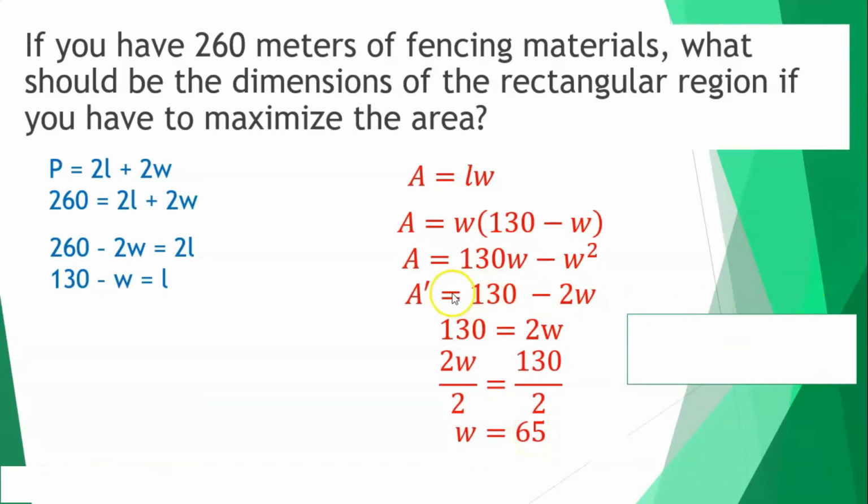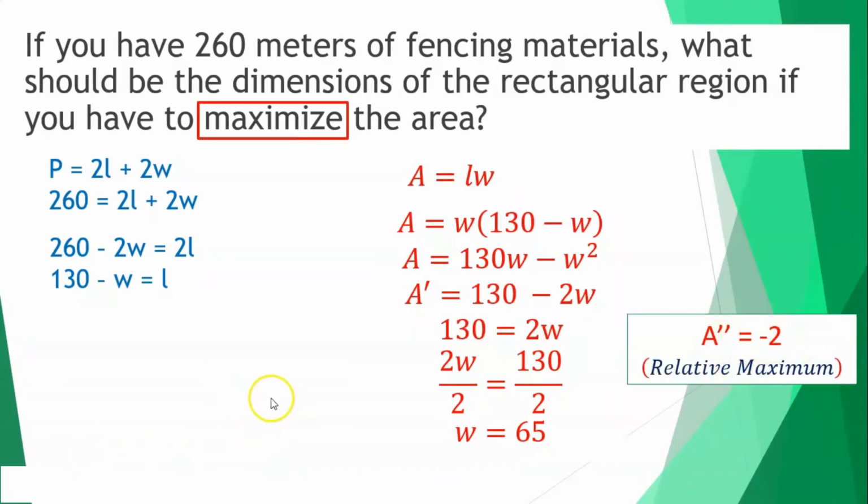Now, getting the second derivative, take note, we're talking about maximum. Our first derivative is here, and the second derivative is negative 2. Since negative 2 is less than 0, at this point it has a relative maximum. Take note of that. Our width is 65 meters, so to get the length, that would be 130 minus 65. Still, it is 65 meters. So take note of that.